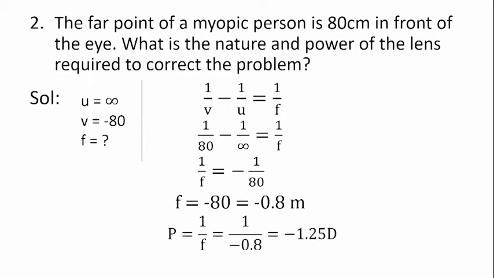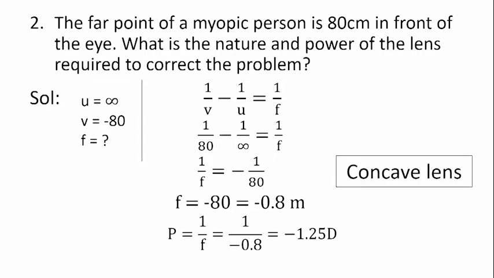Now, come to the next concept. We are supposed to find out the power. Power is equal to 1 by focal length. Focal length is equal to 1 by p. Similarly, power is equal to 1 by f is equal to 1 by minus 0.8. If you just divide, you will get power is equal to minus 1.25 diopters. So, in this case, we must make use of the concave lens.